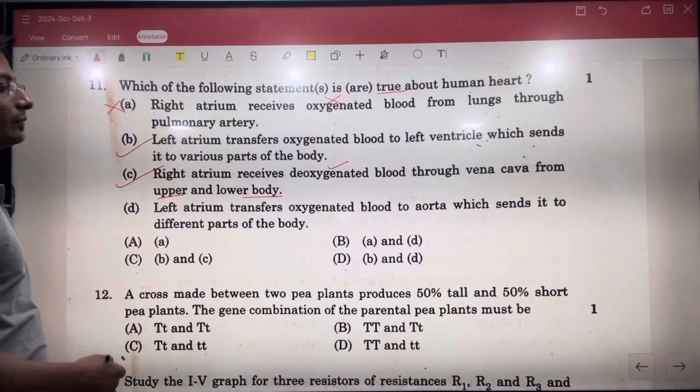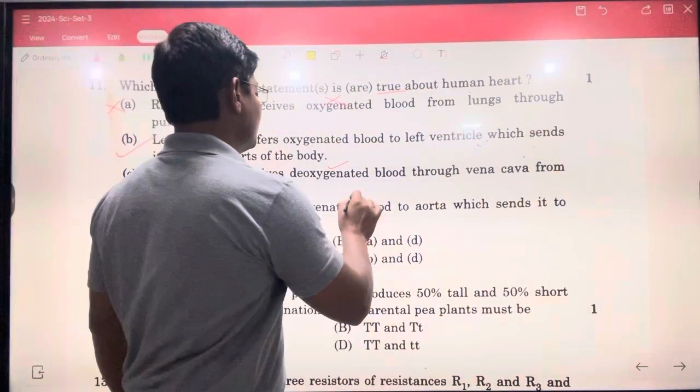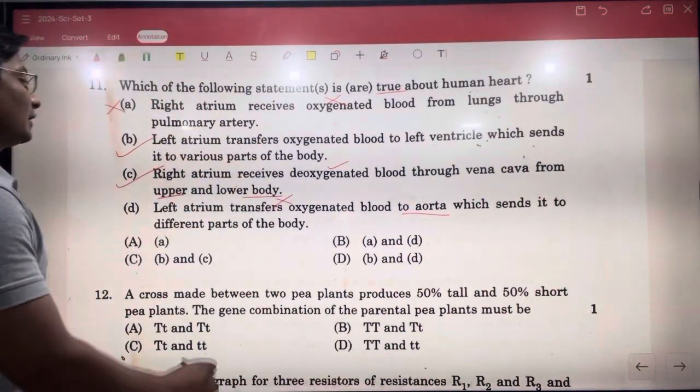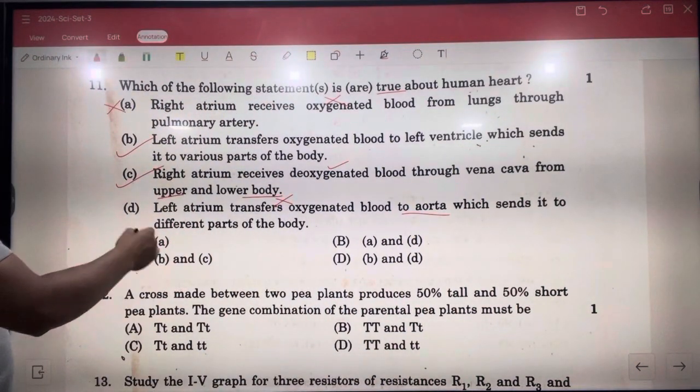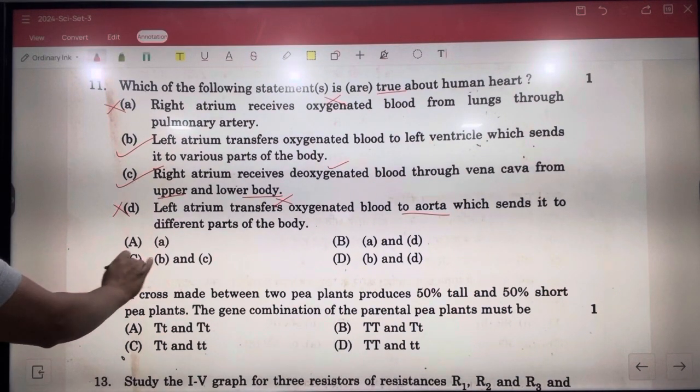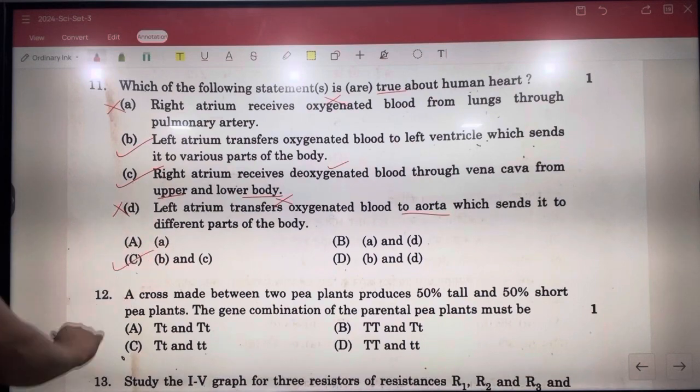Then left atrium transfers oxygenated blood to aorta, which is not correct. It does not transfer to any artery or aorta. It can only transfer to ventricle. So therefore this is also incorrect. So based on this, B and C are the only correct options. So therefore this is available in option number C.